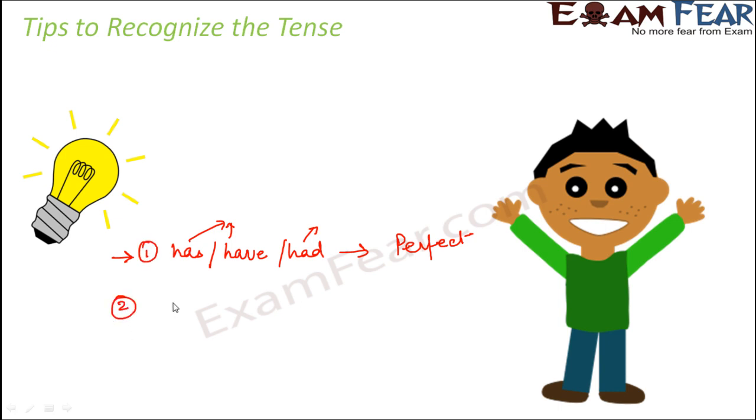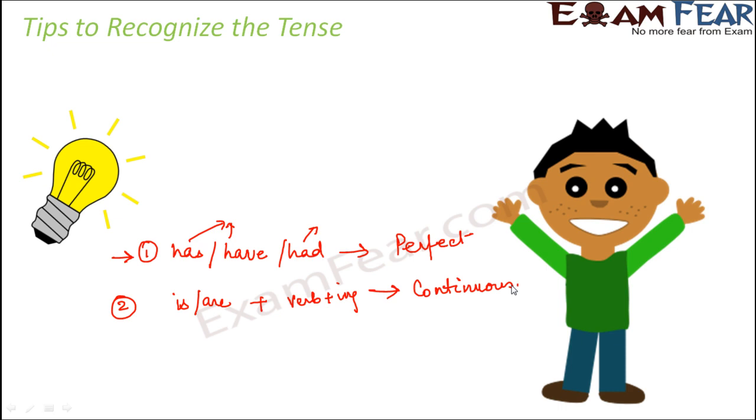Your tip number 2 would be wherever you see is or are followed by the ing verb, like eating, sleeping, talking, drinking, watching. So that ing form verb along with is or are. So this is verb with ing. Wherever you see this, that is the continuous form. Now if you have is doing, that's present continuous. If you have was doing, that's past continuous. If it is will be doing, that's future continuous.